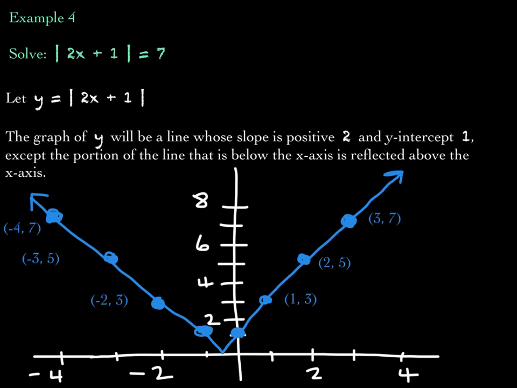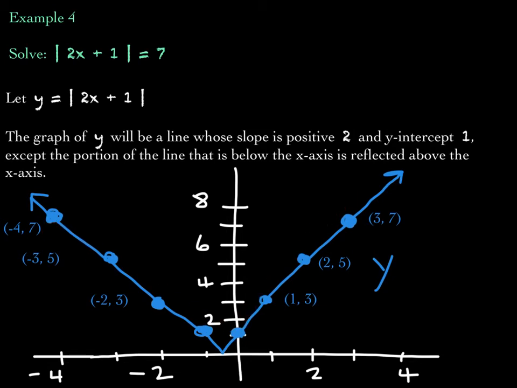Now notice I only graphed this portion here, right? The absolute value of 2x plus 1. And I'm calling that y, right? So let me label my graph y. Where should I put that? Maybe over here, just a big y, all right? This is the graph of the absolute value of 2x plus 1.